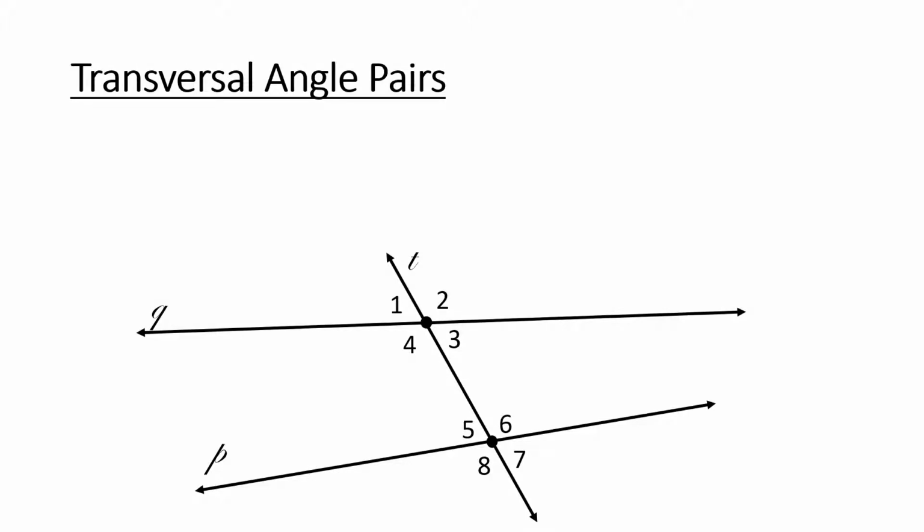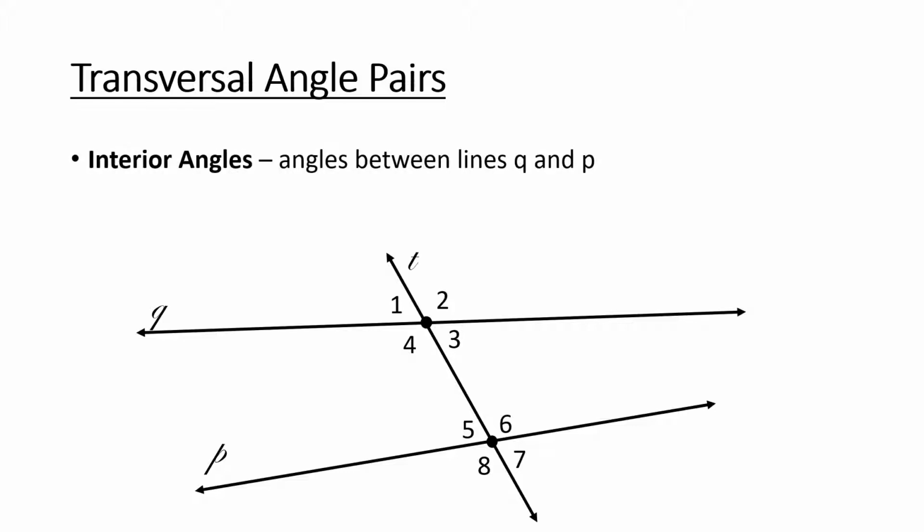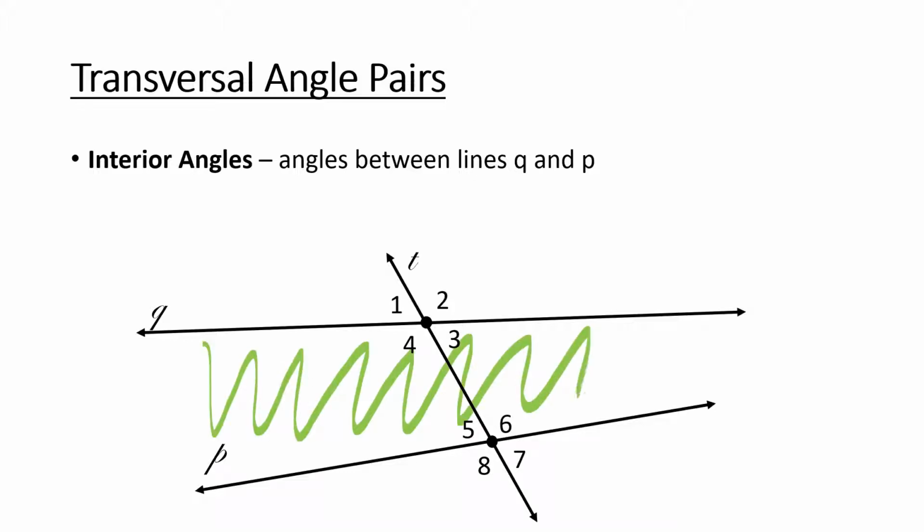The more important piece of this is being able to identify the transversal angle pairs. First, we'll talk about two major points of vocabulary. The first is interior angles. Those are all the angles that lie between two lines, in this case, lines P and Q. In that case, there would be all angles inside. So in this case, angle 4, angle 3, angle 5, and angle 6 are all interior angles.